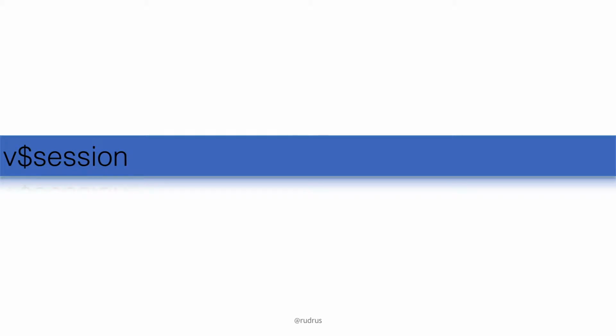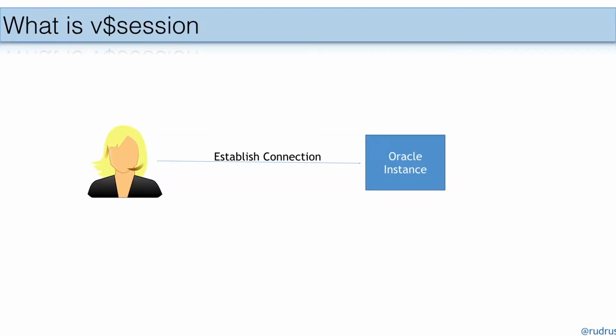We are going to learn about the first view, V$SESSION, now. When a user logs in via, say, SQL Developer or SQL*Plus or some other mechanism, a connection is created with the Oracle server. Using this connection, a user can submit one or more queries to Oracle. This connection is called a session.